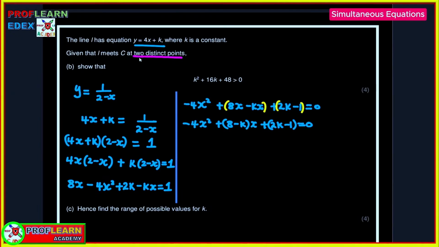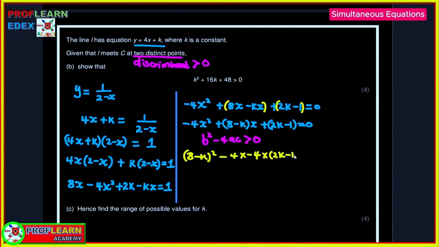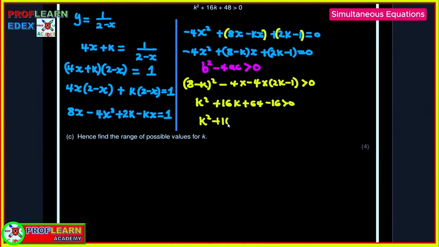And when you are told it meets at two distinct points, the discriminant is greater than 0. We can find the discriminant using the formula b squared minus 4ac greater than 0, and then we can form a quadratic inequality. This quadratic inequality is the one we are going to solve so that we can state the range of values that we are being asked for down below here.